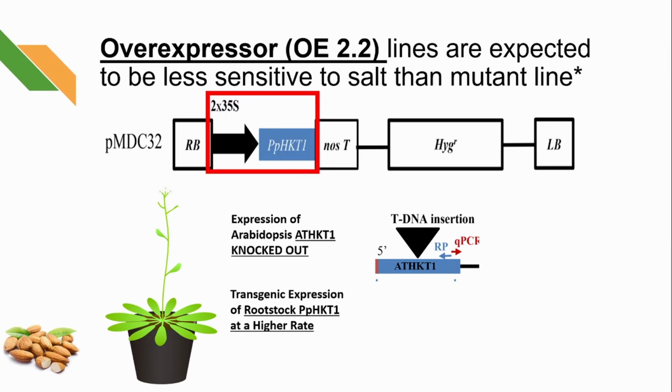Last but not least is the overexpression line, which we'll denote with OE2.2. This transgenic line has a similar construct to the native promoter line, but rather than having the natural promoter region found in the HKT1 gene, this line has a modified 2x35S constitutive promoter that induces overexpression. Depending on the method of how HKT1 is expressed, it's possible that overexpression can lead to increased or decreased salinity tolerance. The result can serve as a good indicator of how HKT1 functions.